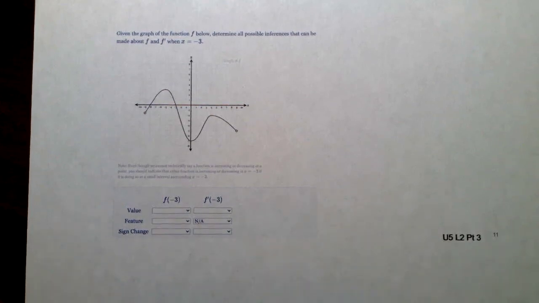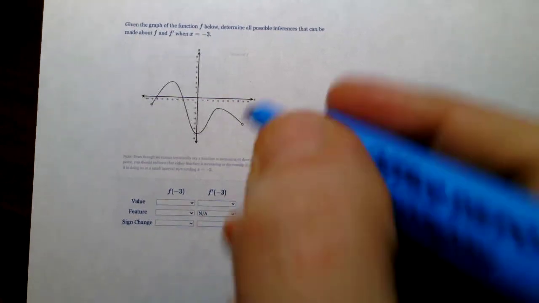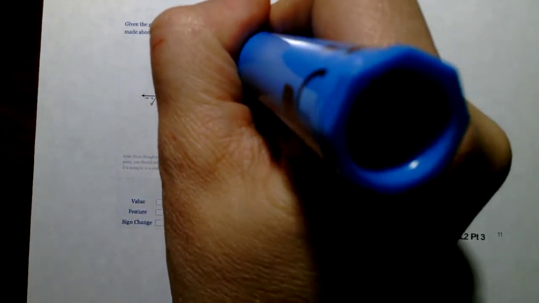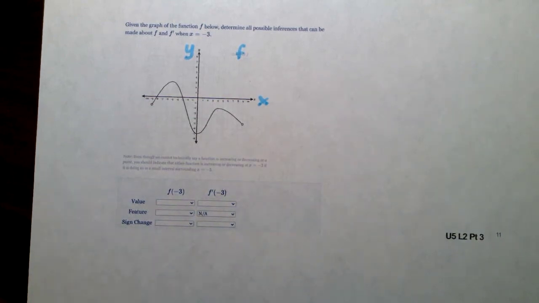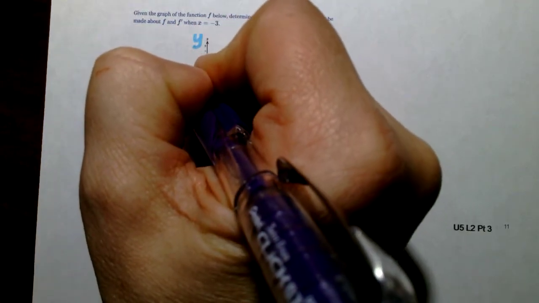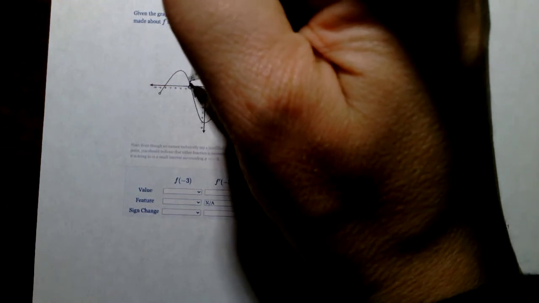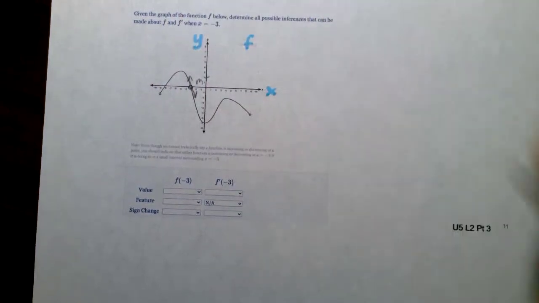For our last section, we have to analyze a graph on multiple levels in order to answer various questions. So the first thing to recognize is that this is going to be the graph of f. So I've got my x and my y value here. We're going to be talking specifically when x is -3. So we are right here. And some of the things we know are that m is negative here, etc.